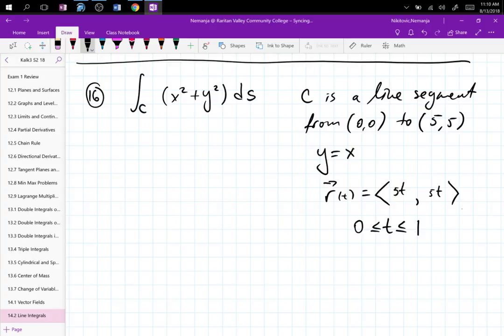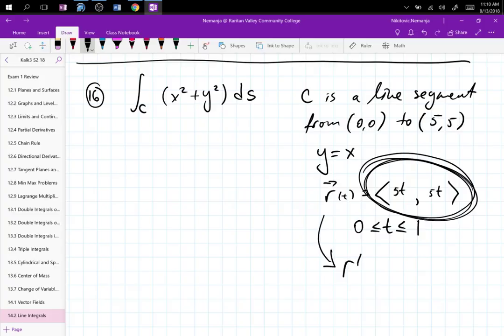You can also go t and t, and then go from 0 to 5 on t. It really doesn't matter which way you go. Now, trying to make this as easy as possible, because you have to use this to compute speed. So it is easier if we just use t and t than 5 and 5, because we still have to take the derivative and then do the absolute value of that.